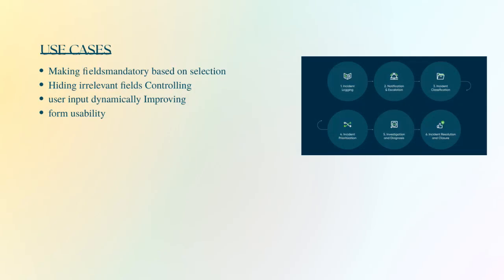Now, let's talk about some practical ways to improve form usability by focusing on user experience. One key approach is hiding irrelevant fields, which helps reduce clutter and prevents users from feeling overwhelmed. By controlling user input dynamically, we can guide users through the form more smoothly, showing or hiding fields based on their previous answers. Making fields mandatory based on selection is another powerful technique.